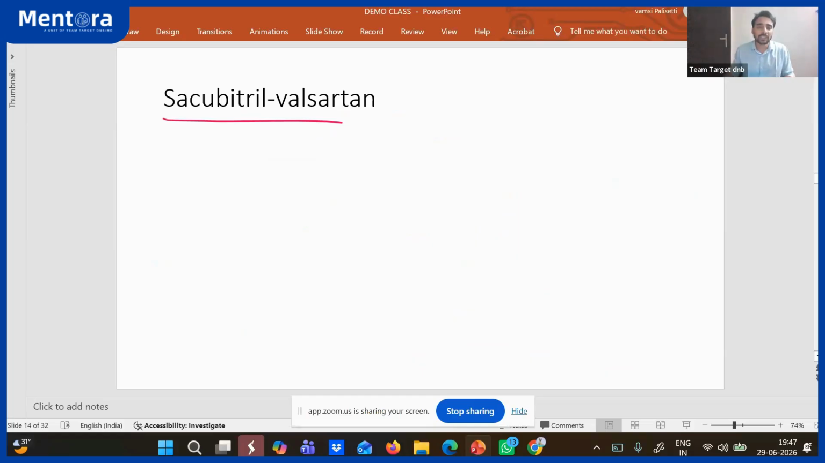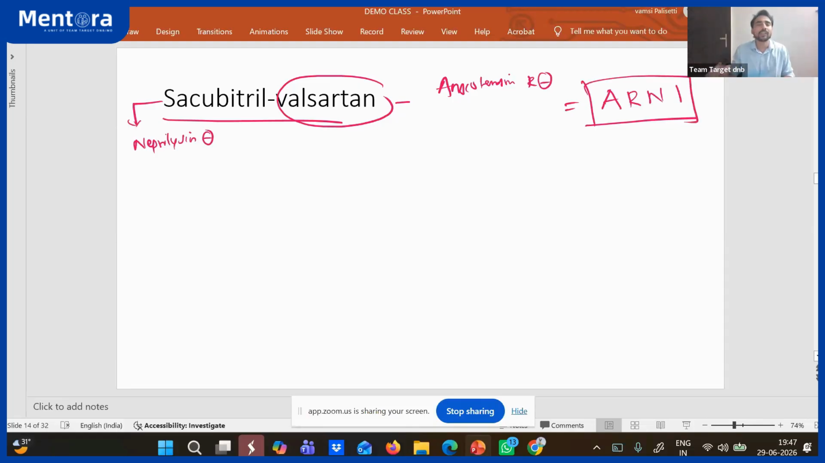So what is this sacubitril valsartan? Valsartan is an angiotensin receptor blocker. We know this: valsartan, telmisartan, candesartan, losartan, all these are angiotensin receptor blockers. What is sacubitril? Sacubitril is a neprilysin inhibitor. Together it is called angiotensin receptor neprilysin inhibitor, or ARNI. Very, very important. A currently trending, life-saving drug. Every cardiologist, every physician is trying to put this drug onto the patient because it has improved survival in many patients. Right?